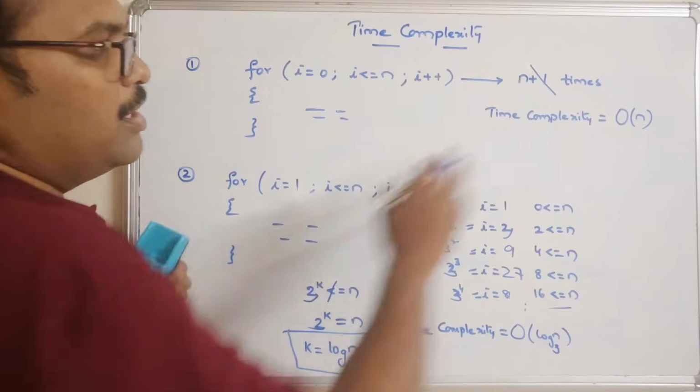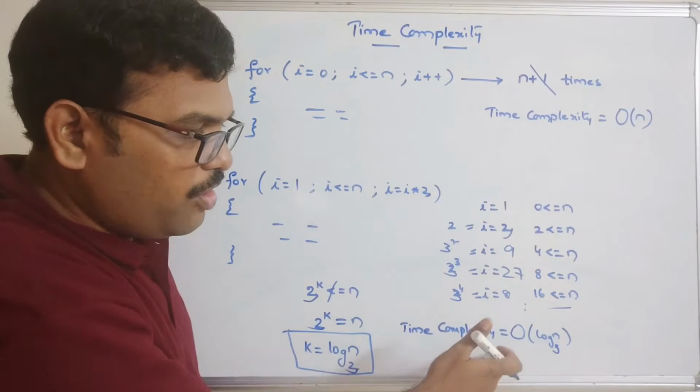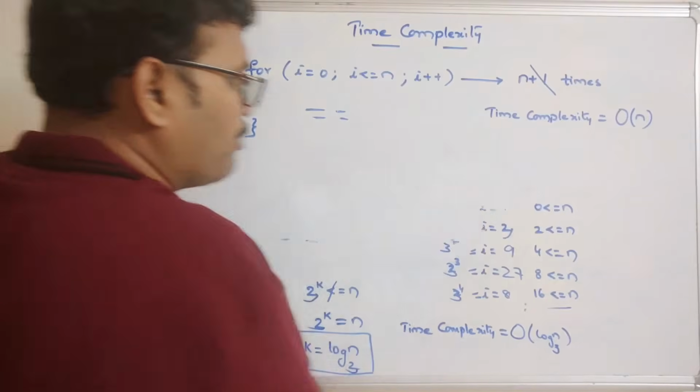We'll see one more. This is order of n, which we call linear, and this is log n, which is called logarithmic. Now we'll check one more.